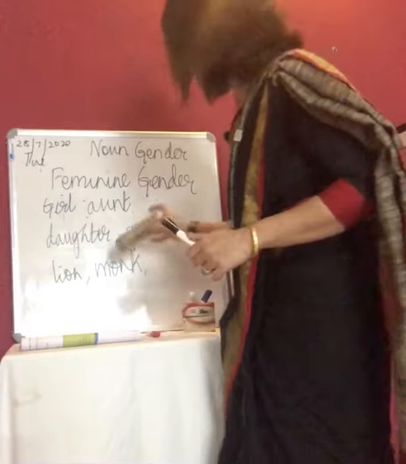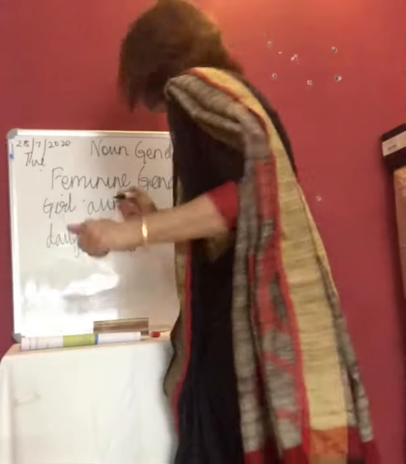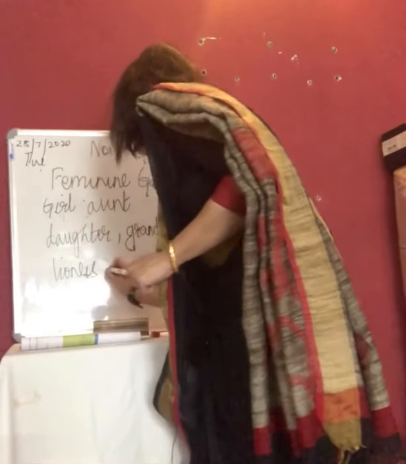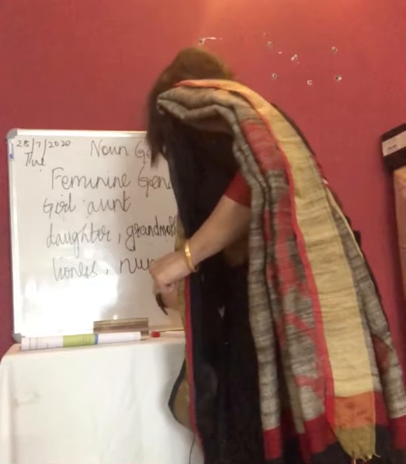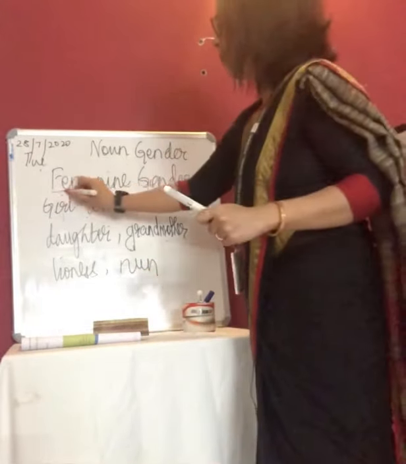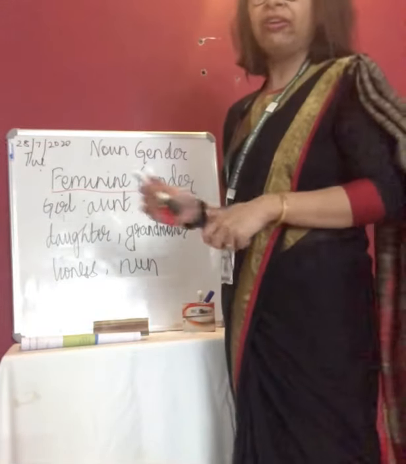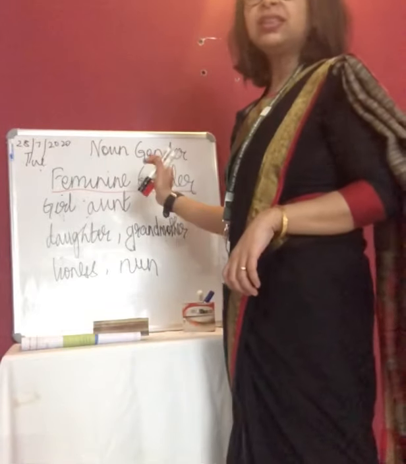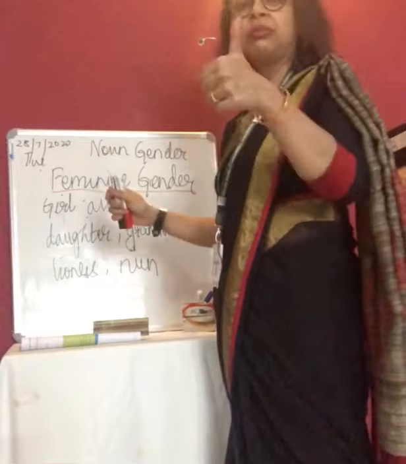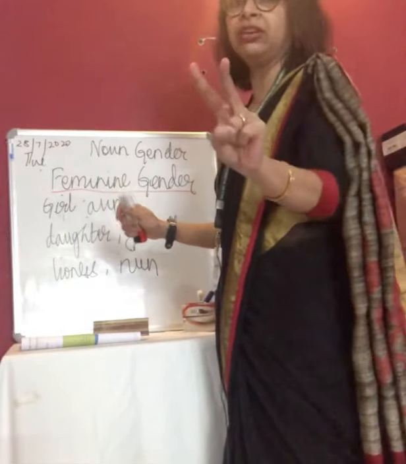Alright. Now, lion and monk. When they change into feminine, lioness. Monk becomes nun. Alright. So, these are all feminine gender. Alright, children. This is how you will change from masculine to feminine. So, we have learnt about masculine, we have learnt about feminine. So, two types we have learnt about.